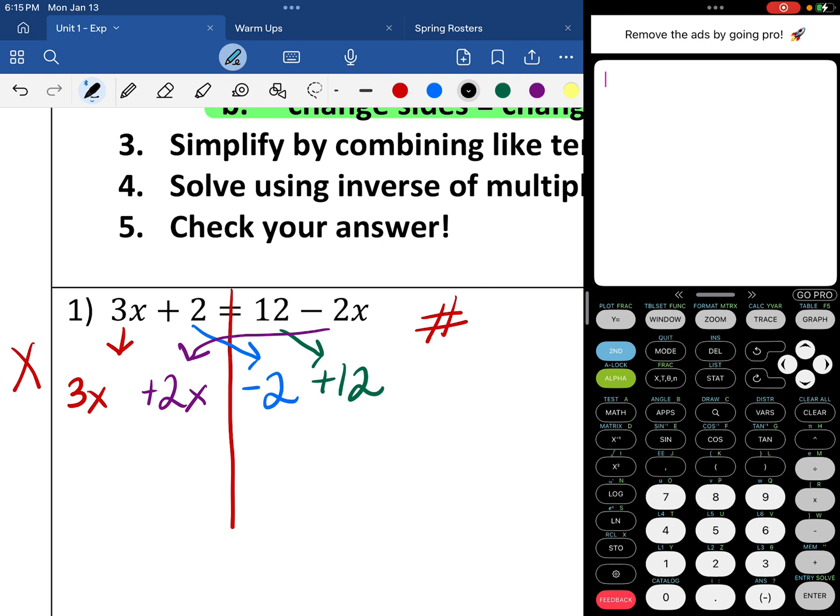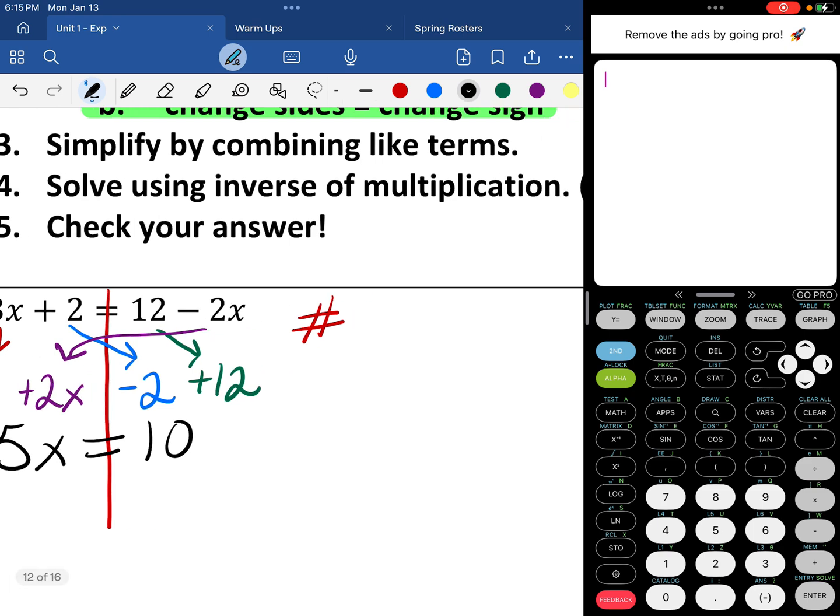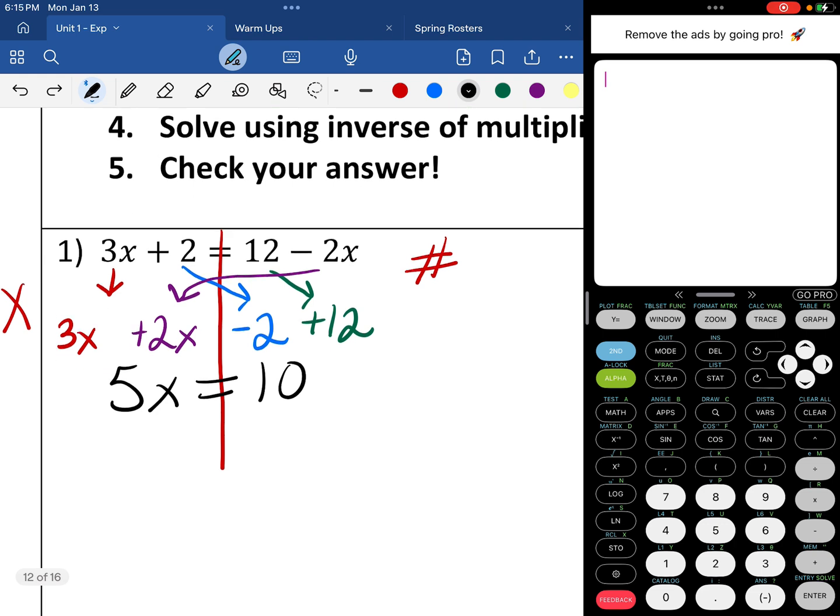Now we combine like terms. 2x plus 3x. 2 plus 3, that's 5. Its last name is x. Bring your equals down. Negative 2 plus 12, that'll be 10. Okay, we combined like terms. Now we're at step 4. Solve using the inverse multiplication, which is division. You're going to say, what number am I going to divide by? Well, what number is hanging out with x right now?